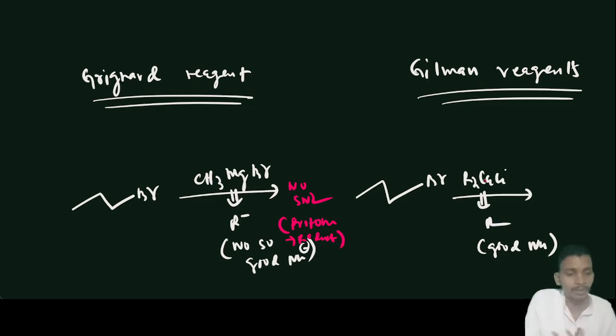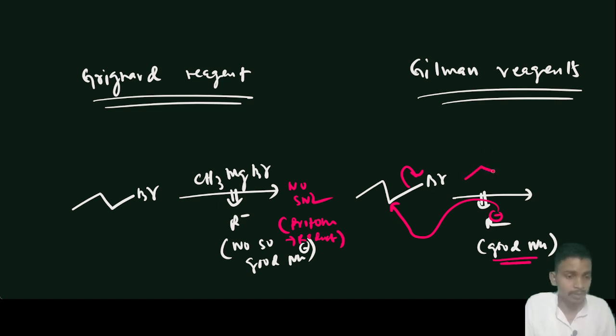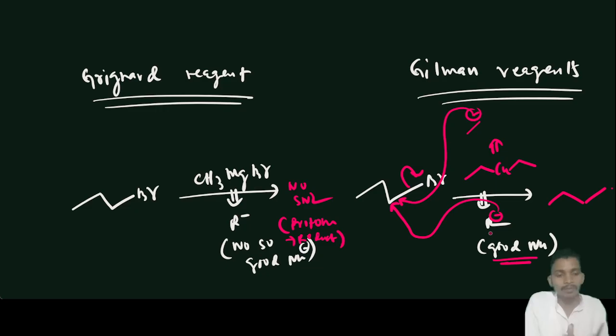But in R2CuLi, since this is a good nucleophile, this R minus will attack here, and this is going to leave. Let's say we have this type of group, where copper is there and this is there. This will attack here, and this is going to leave. So here we get this and this. This is the SN2 reaction, because the nucleophile attacks from the backside and the leaving group leaves.